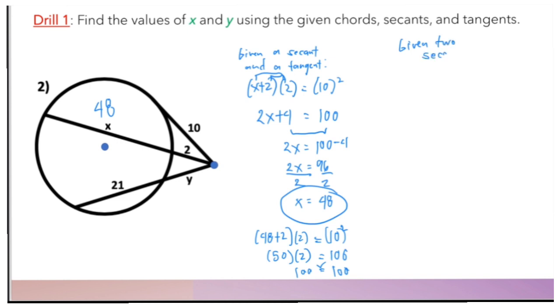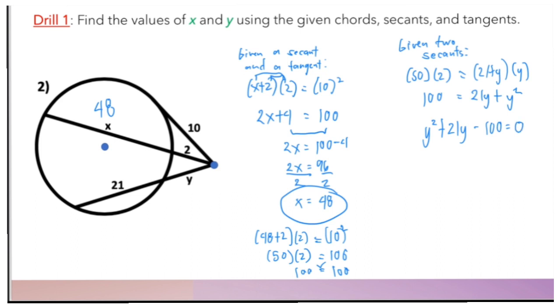But this time I'll choose given 2 secants. So we had earlier 48 and 2, that's 50 times 2. And it should be equal to 21 plus y times exterior, which is y. So this is 100. This one will be 21y plus y squared. So I'll just fix this entire equation by transposing 100. So you'll have y squared plus 21y minus 100 equal to 0.